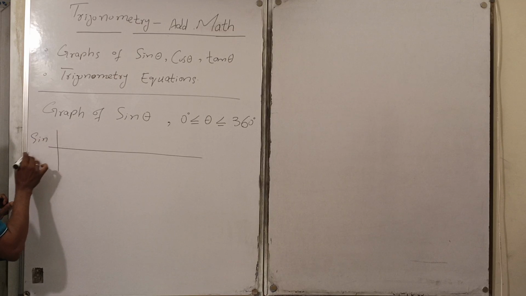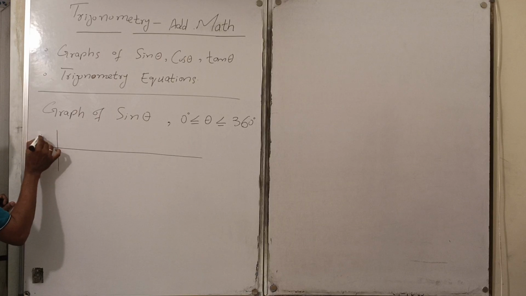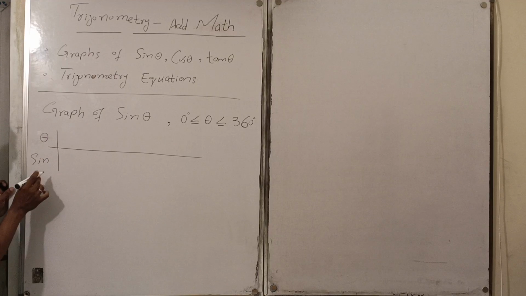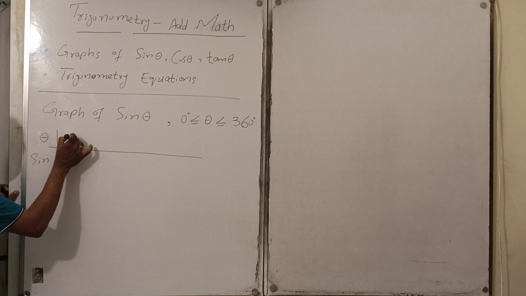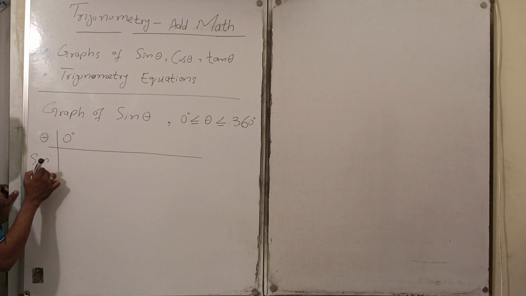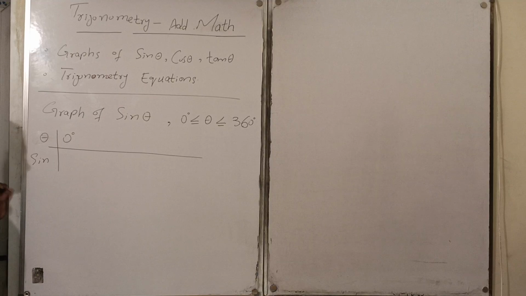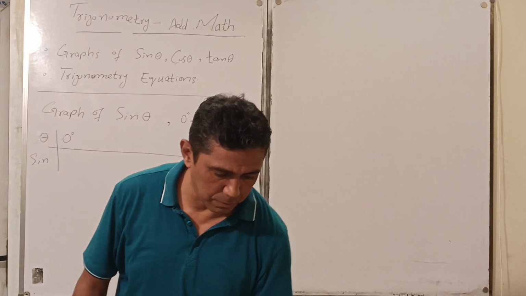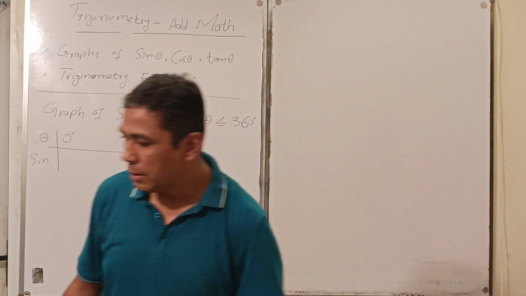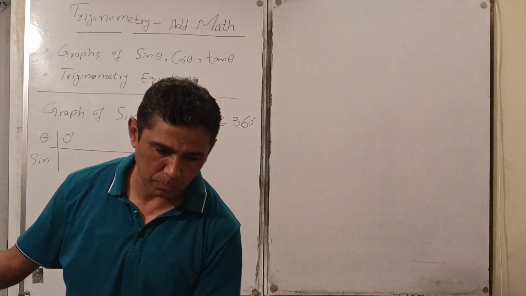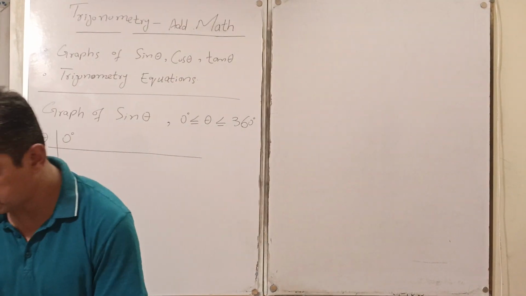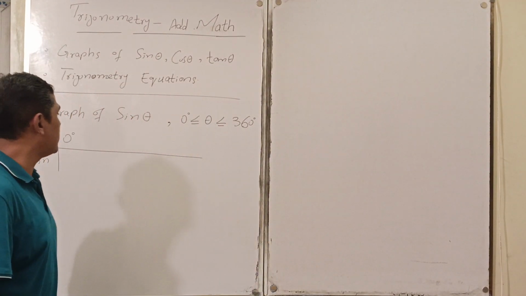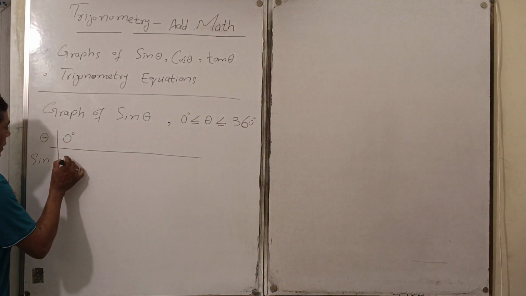Theta and sine. Just for example, when you have the value of 0 degree, what is the value of sine? Give me the answer. 0. Sine of 0 degree is 0.